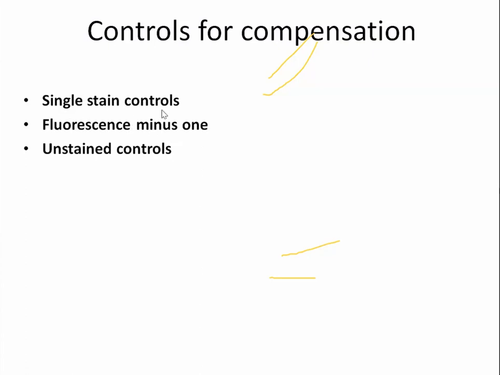Fluorescence minus one is the opposite of single stain controls. In single stain controls, we stain with one particular fluorochrome, run it in the machine and check for that signal in all the channels, right? Whether it is spilling over and giving a false positive signal. Fluorescence minus one is where you stain with all the fluorochromes except the fluorochrome which you want to study.